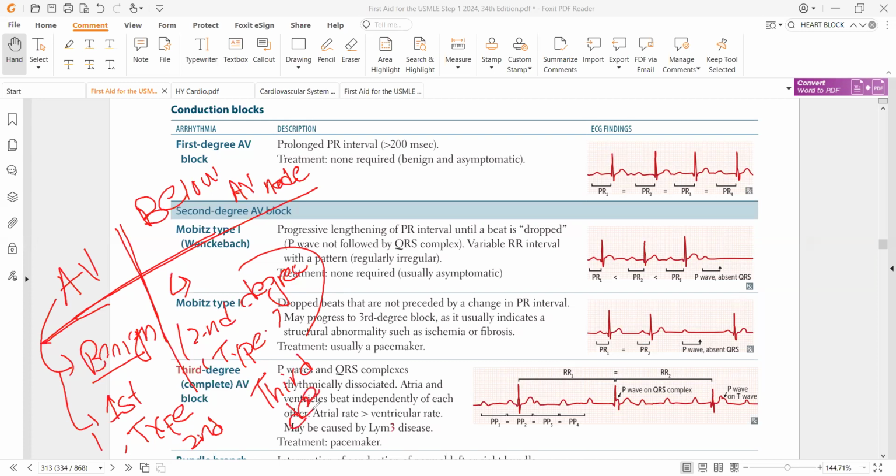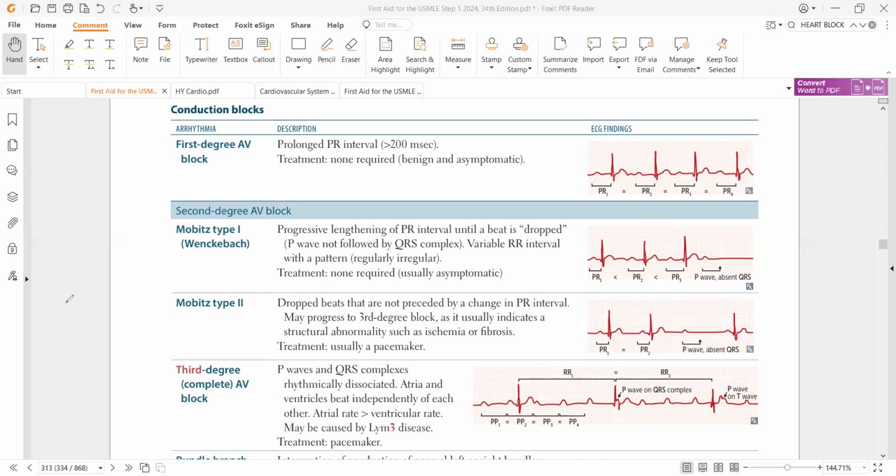Wait, excuse me, Doc. I think earlier you said that the AV block would be the first degree, and then type 1 of the second degree would be at the AV block. Now you are saying that below is where you will have the type 1 second degree.